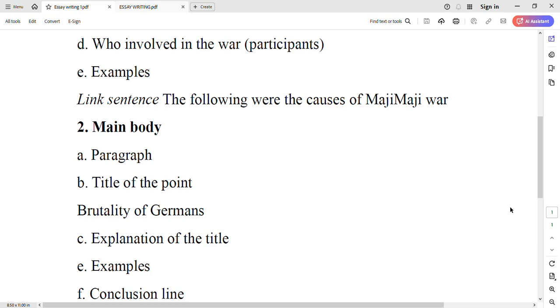In the case of examples, some questions say, by using examples. If you find a question that says by using examples, my friend, make sure every point has an example. But some questions don't have that phrase. It's just a question like this: state the causes of the Maji Maji War. I don't need the example, but if you have an example, it can add marks to your essay.